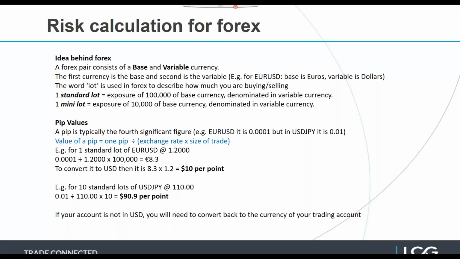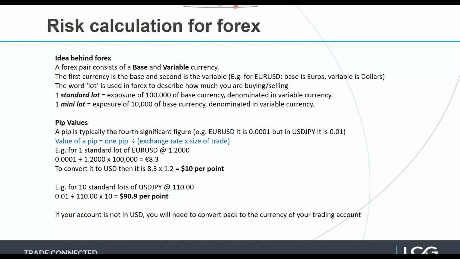Now, I should juxtapose all of this, that this is more for your general understanding. Luckily, on the LCG Trader platform, this is pretty much all calculated for you, but it's good to generally understand what you're dealing with. And obviously you can get third-party websites that will do these kinds of calculations too.